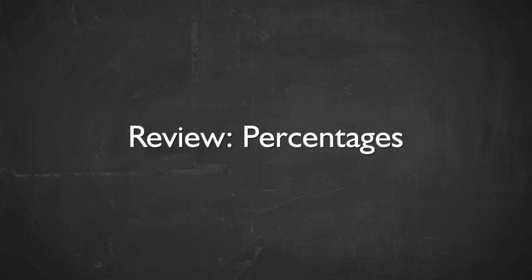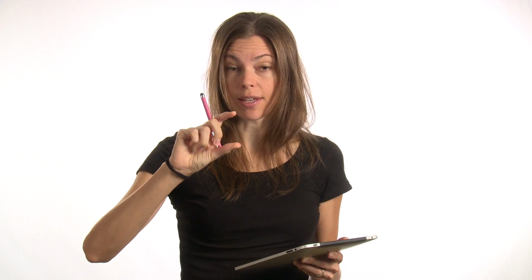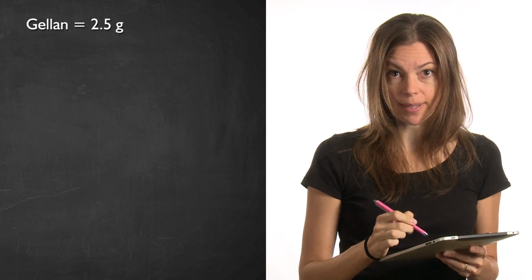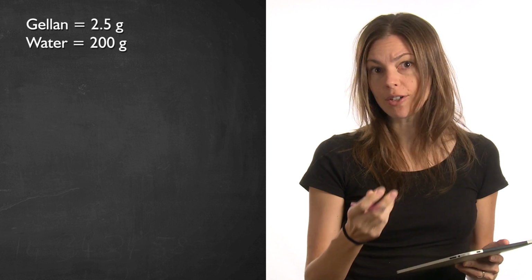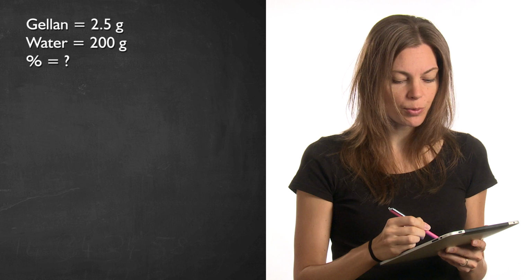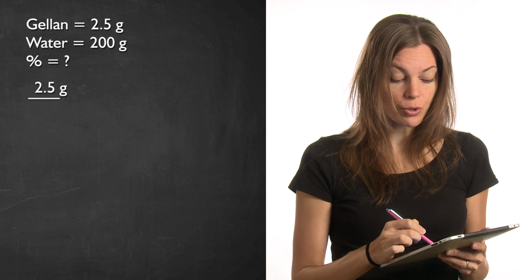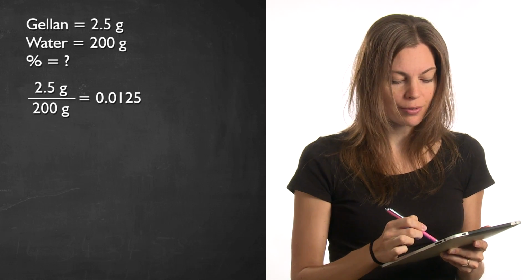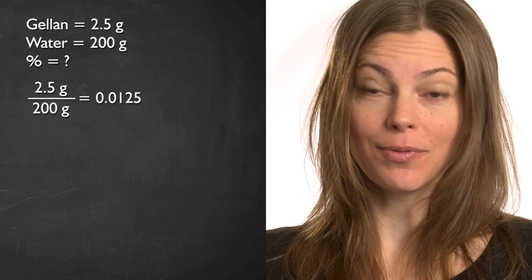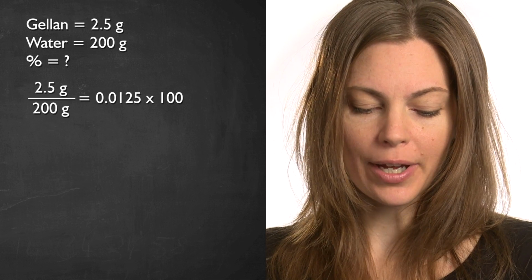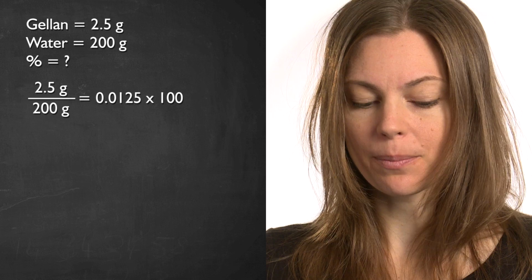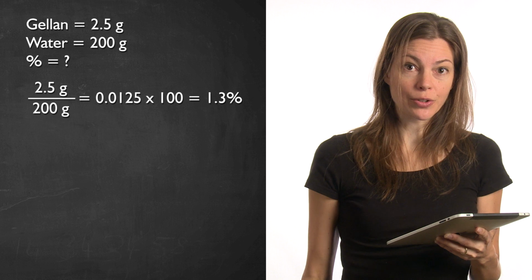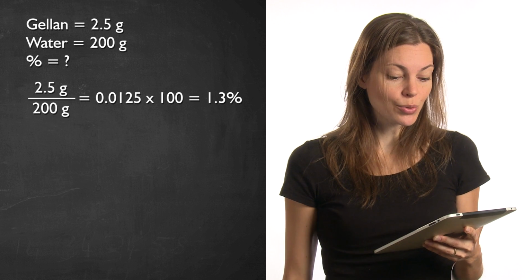So let's say we wanted to make elastic gels with a thickener, gellan, and you use 2.5 grams of gellan in 200 grams of water, and you wanted to know what the percentage of this is. You would take 2.5 grams over 200 grams, which is equal to 0.0125, and since percent is 1/100th of this, we would move the decimal point over by 2, and this would then be 1.3%.